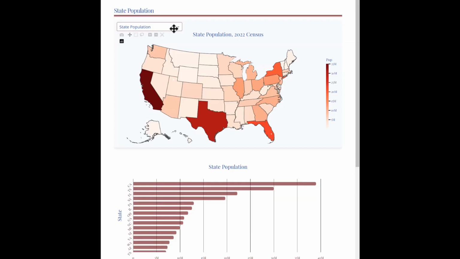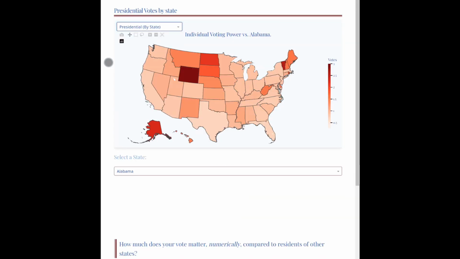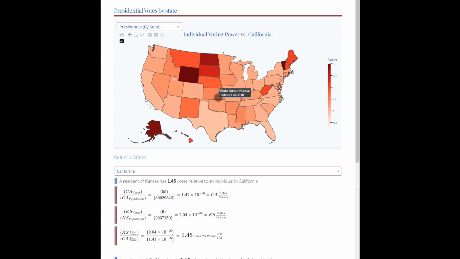Now let's look at presidential voting power by state. I'm in California, so we're going to look at voting power in California compared to other states. If we take the Electoral College votes of California, divide by the population, and do the same for Kansas, we can see that a resident of Kansas has 1.5 times the votes of somebody in California, and somebody in Texas actually has 90% of the vote relative to somebody in California. If you look at a state like Wyoming, somebody has 3.5 times plus the votes compared to somebody in California.